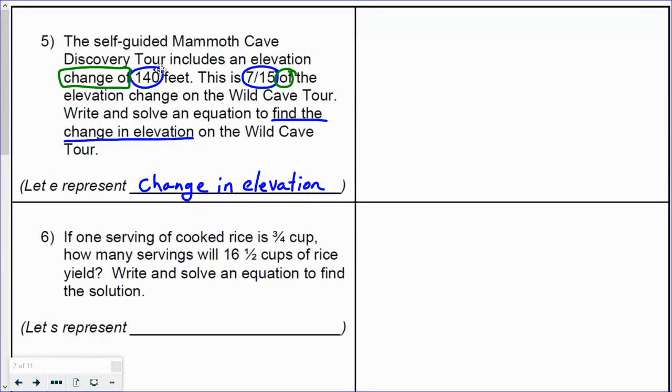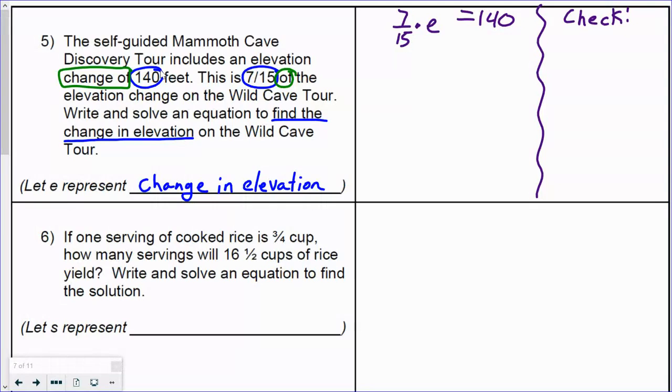So always start with your equation first. We know we want to equal 140. This is 7/15 of our elevation change. So that's what we're trying to find. So make sure you leave your room off to the side for checking your work. Okay? I know if you're in Mrs. Oliver's class, I've talked about the 5 steps I should always see when you're solving an equation.